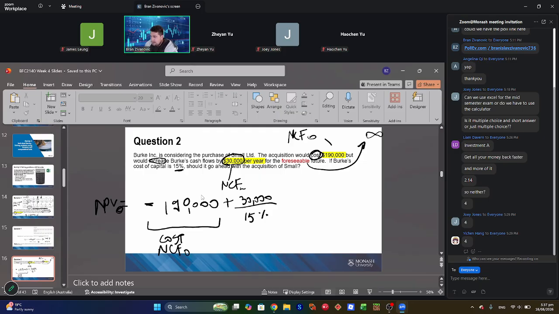And then from next year onwards, so from year 1, year 2, year 3, year 4, year 5, whatever, we receive $30,000. So mathematically, all we have to do is discount the cash flows that are happening from this year onwards, from today onwards, from time zero onwards. So what do we get and do we accept?